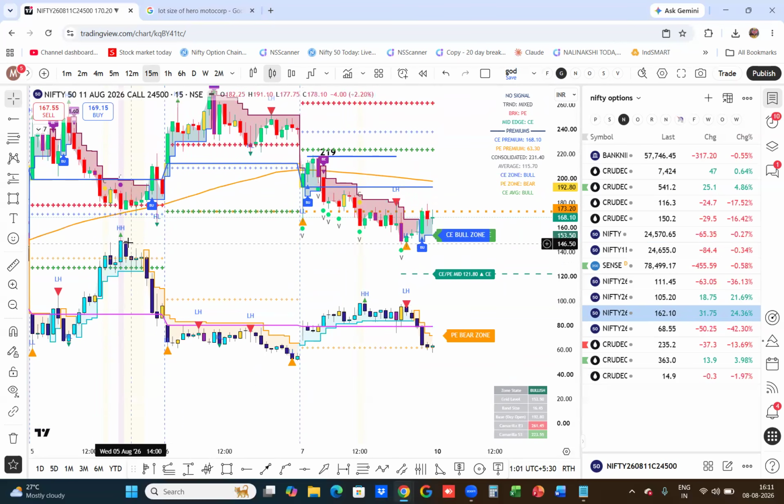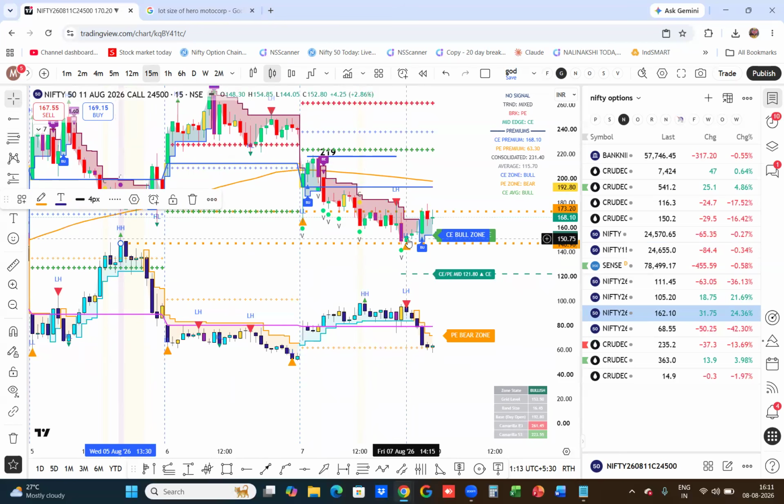And see the beauty. This is where it halted. This is the put option premium territory. Right? This is the put option premium territory. The call option came and halted over here.